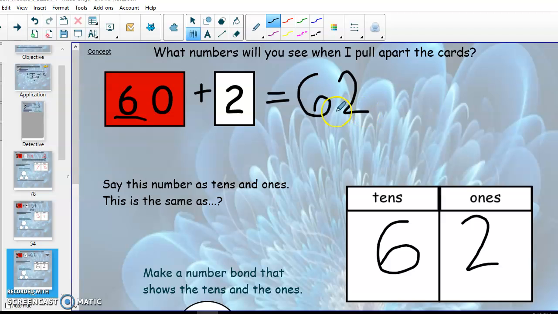Now, this 6, is this 6 or 60? It's 60 because you know that if it's in the tens place, then it's 10 sticks. We've got 6 10 sticks. And if we count those by 10s, we go 10, 20, 30, 40, 50, 60.